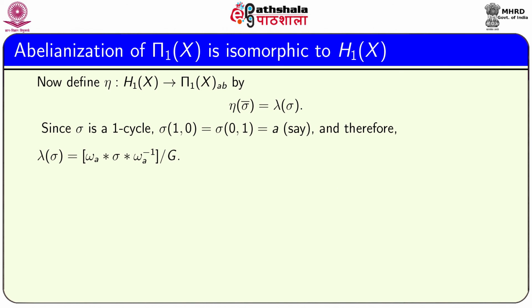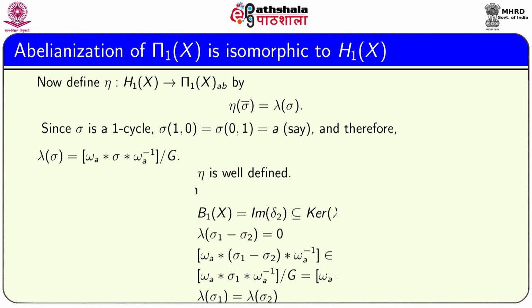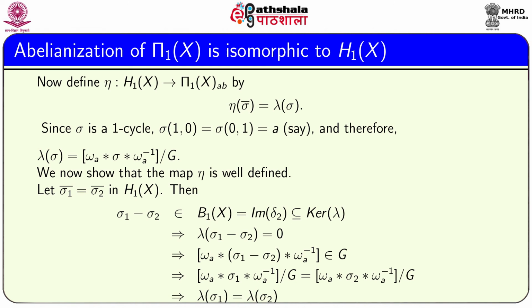Now, we define η from H1(X) to П₁(X)ab by η(σ̄) equal to λ(σ). Since σ is a one-cycle, we have σ(1,0) and σ(0,1) as the same point A, and therefore λ(σ) will be the class [WA * σ * WA inverse]G. We now show that the map η is well defined.